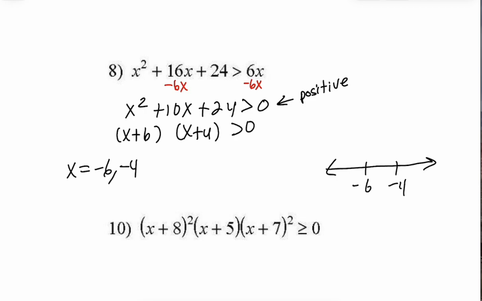Do we include the -6 and -4? Do we put a closed-in dot there, or do we put an open circle there? At -6 and -4, do we put a closed-in dot or an open circle there? Open, so let's put those on there.